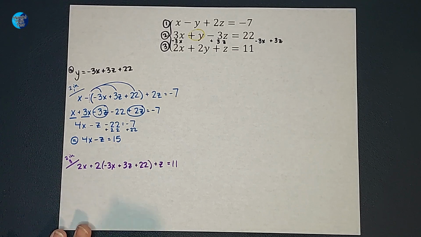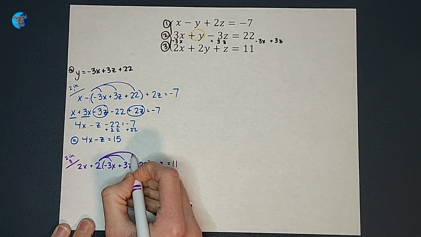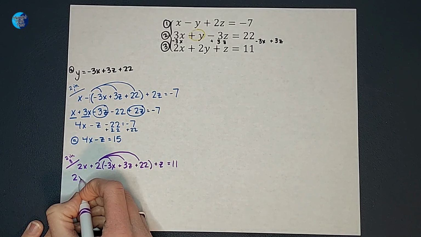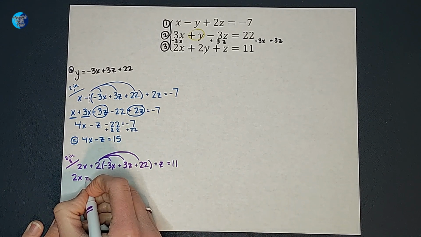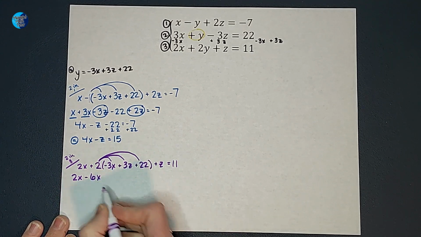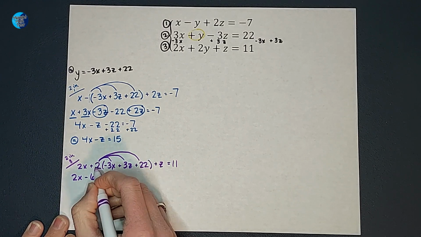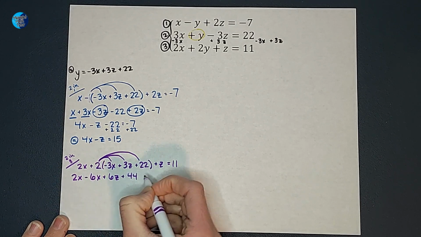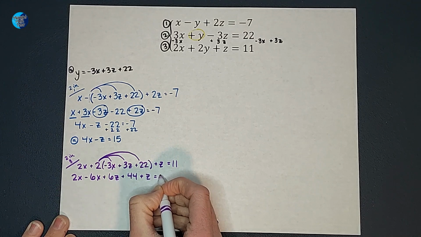All right. Now I can distribute this 2 in just like that. So I'm going to end up with 2x. 2 times negative 3x is going to give me negative 6x. 2 times 3z is going to give me a positive 6z. 2 times 22 gives me 44. And then we still have the plus z equals 11.